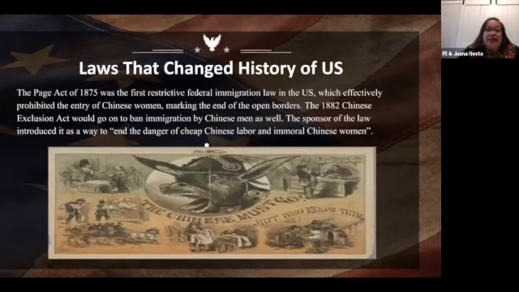The Page Act of 1875 was the first restrictive federal immigration law in the US, which effectively prohibited the entry of Chinese women, marking the end of open borders. The 1882 Chinese Exclusion Act would go on to ban immigration by Chinese men as well. The sponsor of the law introduced it as a way to end the danger of cheap Chinese labor and immoral Chinese women. So even in our laws, there was racist language that would create a sense of fear towards people.